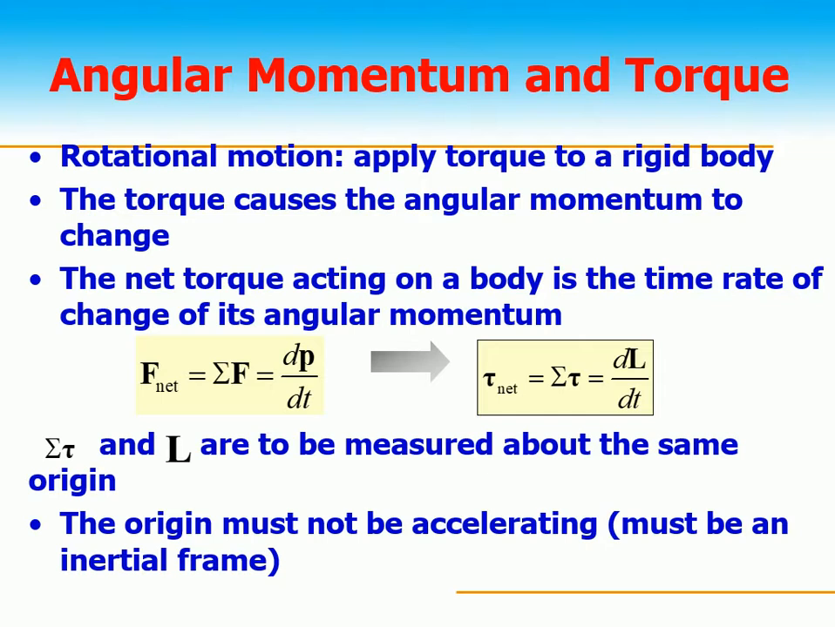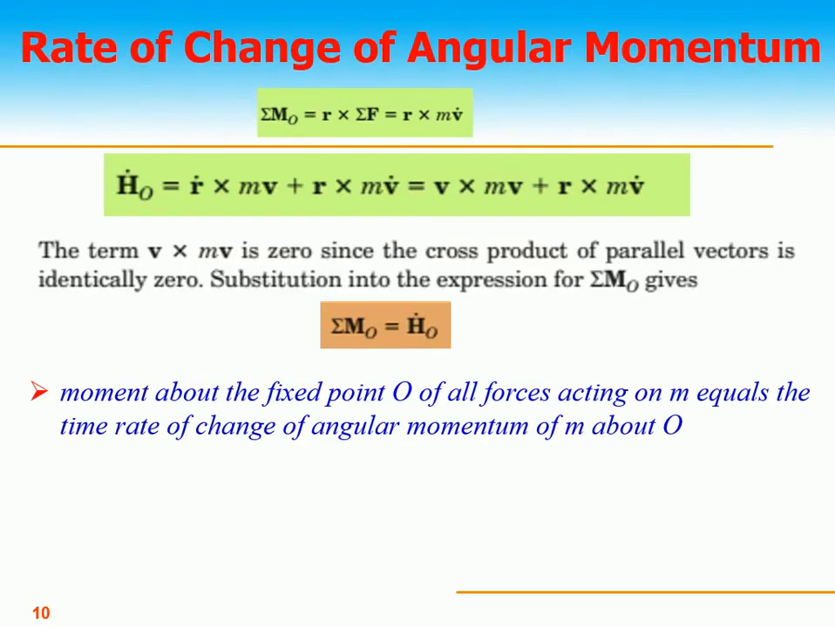In this case, remember that the origin is not accelerating. The origin is constant and we are taking the angular momentum with reference to the fixed origin. Now, the rate of change of angular momentum: angular momentum is r cross mv. If I say H naught dot, I take the derivative of r cross mv.